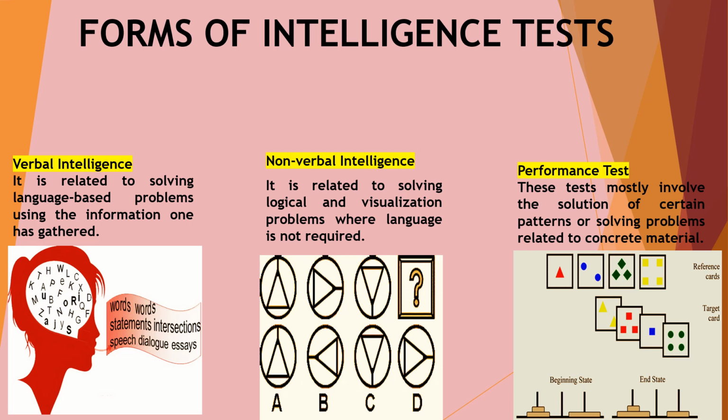The third is performance test. These tests mostly involve the solution of certain patterns or solving problems related to concrete material. Performance tests are designed to assess an individual's ability to complete specific tasks. It often involves hands-on or visual-spatial activities. Examples of the performance test include the Rey-Osterrieth Complex Figure Test, Bender Visual Motor Gestalt Test, and Wisconsin Card Sorting Test.